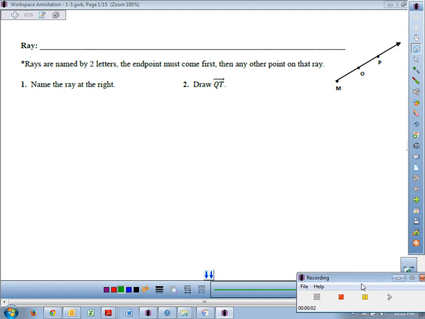This is lesson 1-3 in advanced geometry. Today we're going to talk about rays. A ray is part of a line with one endpoint. Part of a line with one endpoint, that's a ray.